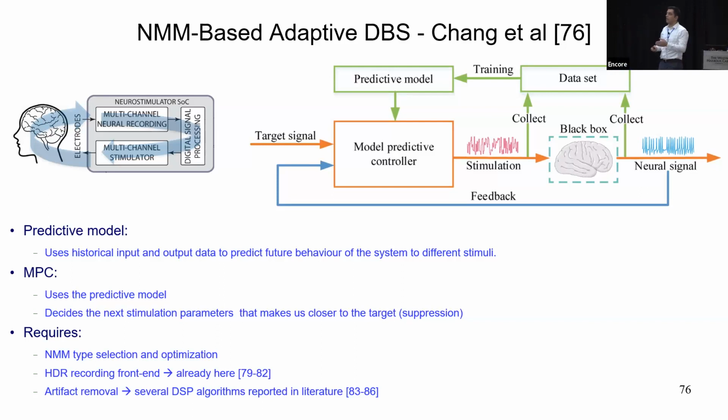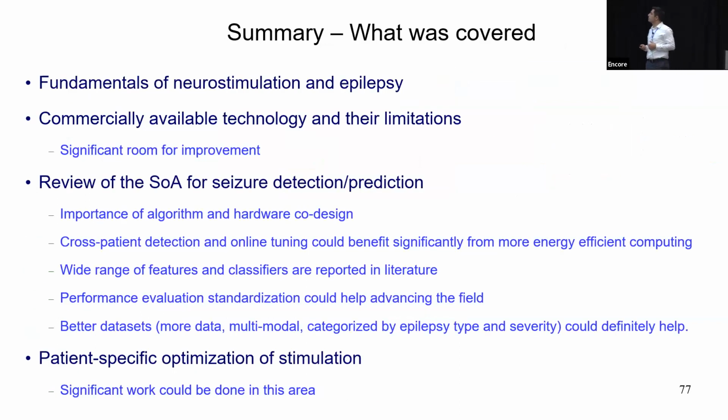Of course, it requires correct selection of neural mass models that are capable of generating seizure and normal states, and also capable of receiving external inputs such as stimulation. It requires high dynamic range recording front-ends to be able to stimulate and record at the same time, as well as certain algorithms for stimulation artifact removal.